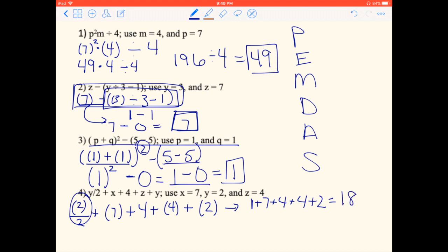All right, so that's how you're going to evaluate these algebraic expressions. It's very similar to the previous algebraic expressions that we've done. So go ahead and try these next two on your own.